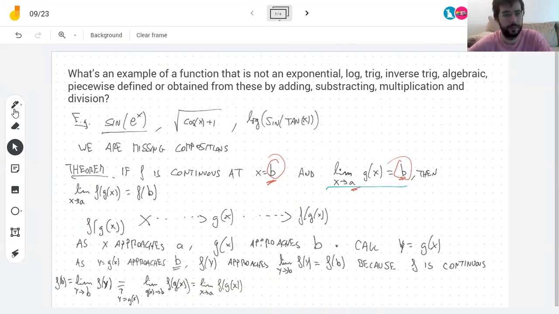So the composition of continuous functions is continuous. This is do the exponential and then do sine. So compose exponential with sine, that's continuous everywhere because the domain of this function, no x is going to break this formula. Here I'm taking cosine, which is continuous, adding 1, that makes it still continuous, and then taking the square root, that's also continuous. And here I'm composing tangent with sine with log, and that's going to be continuous in its domain, and it would be... this has a complicated domain.